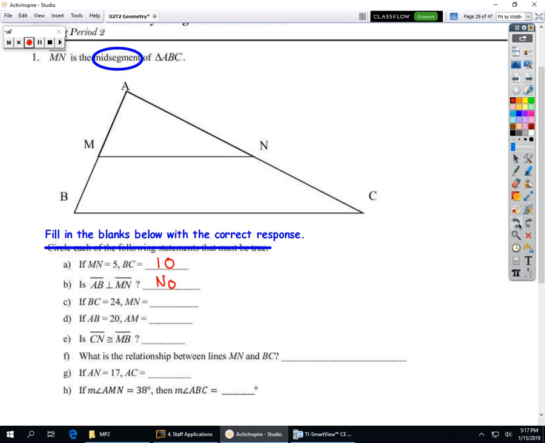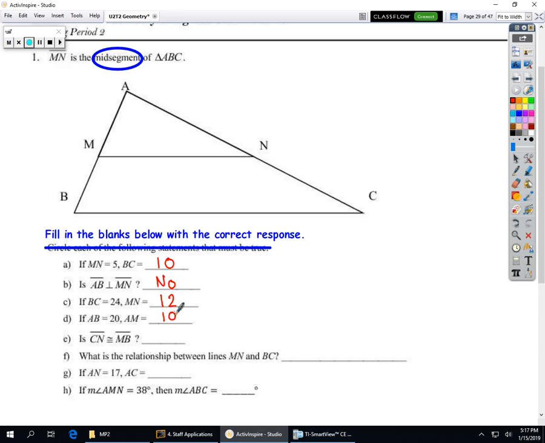If BC is 24, same thing. That's double this. This should be 12. If AB is 20, even though AB is not a mid-segment, the mid-segment means that it actually cuts this in half. So AB is 20, and this is 10.